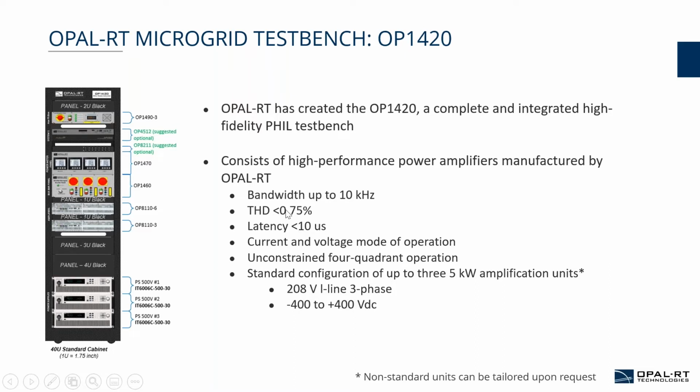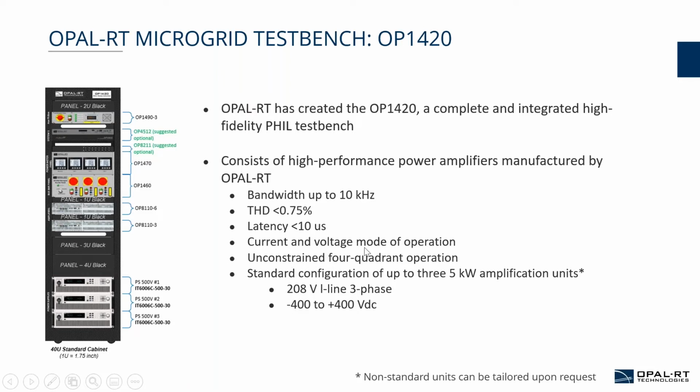The THD of the power amplifier is less than 0.75%, which means that you have a high fidelity emulation that is possible, and the emulated grid from a system such as this, or an emulated wind turbine from a system such as this, is close to a real grid or a real wind turbine. The latency of this system is less than 10 microseconds, and the fact that we have a low latency is what ensures that we are able to achieve a high bandwidth.